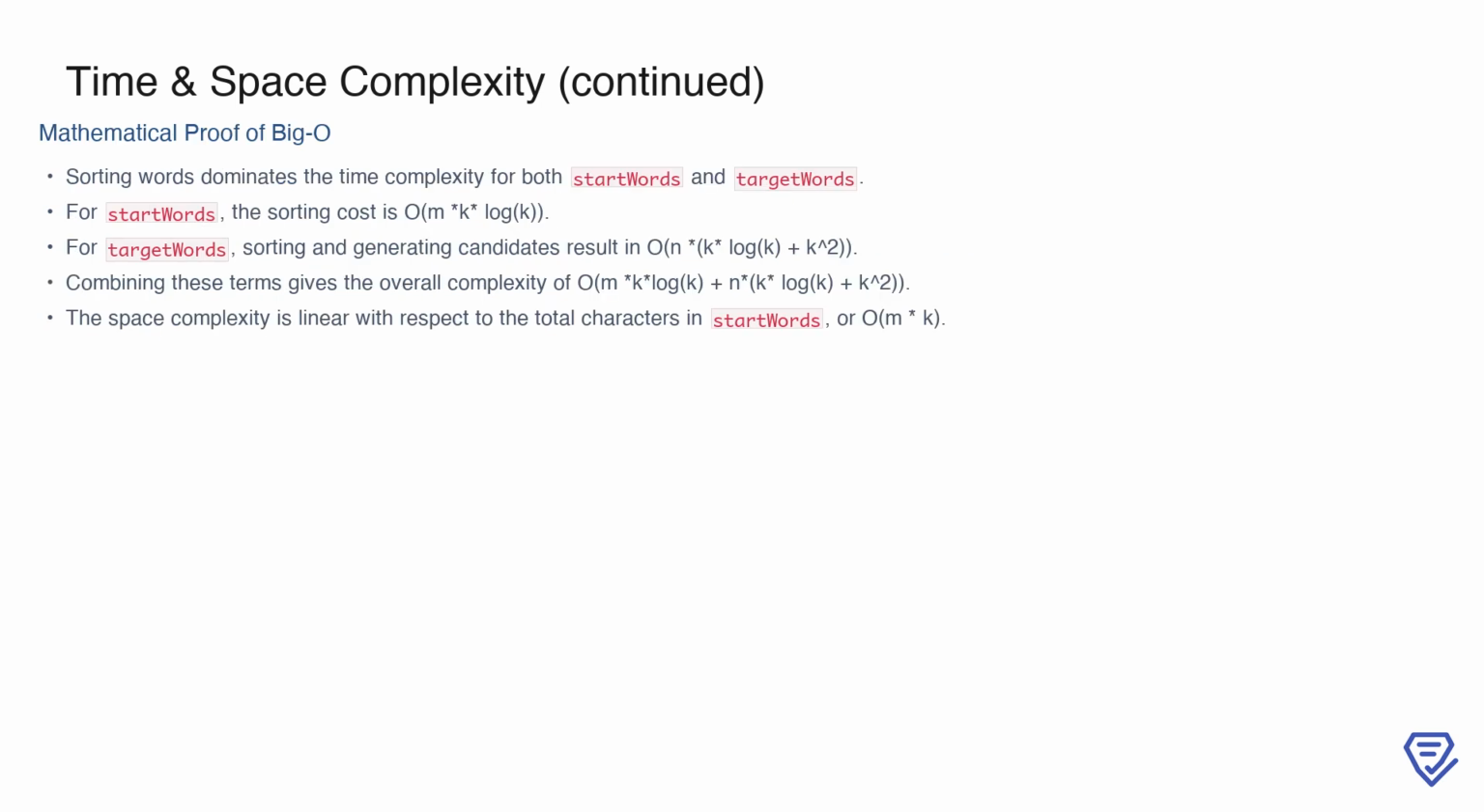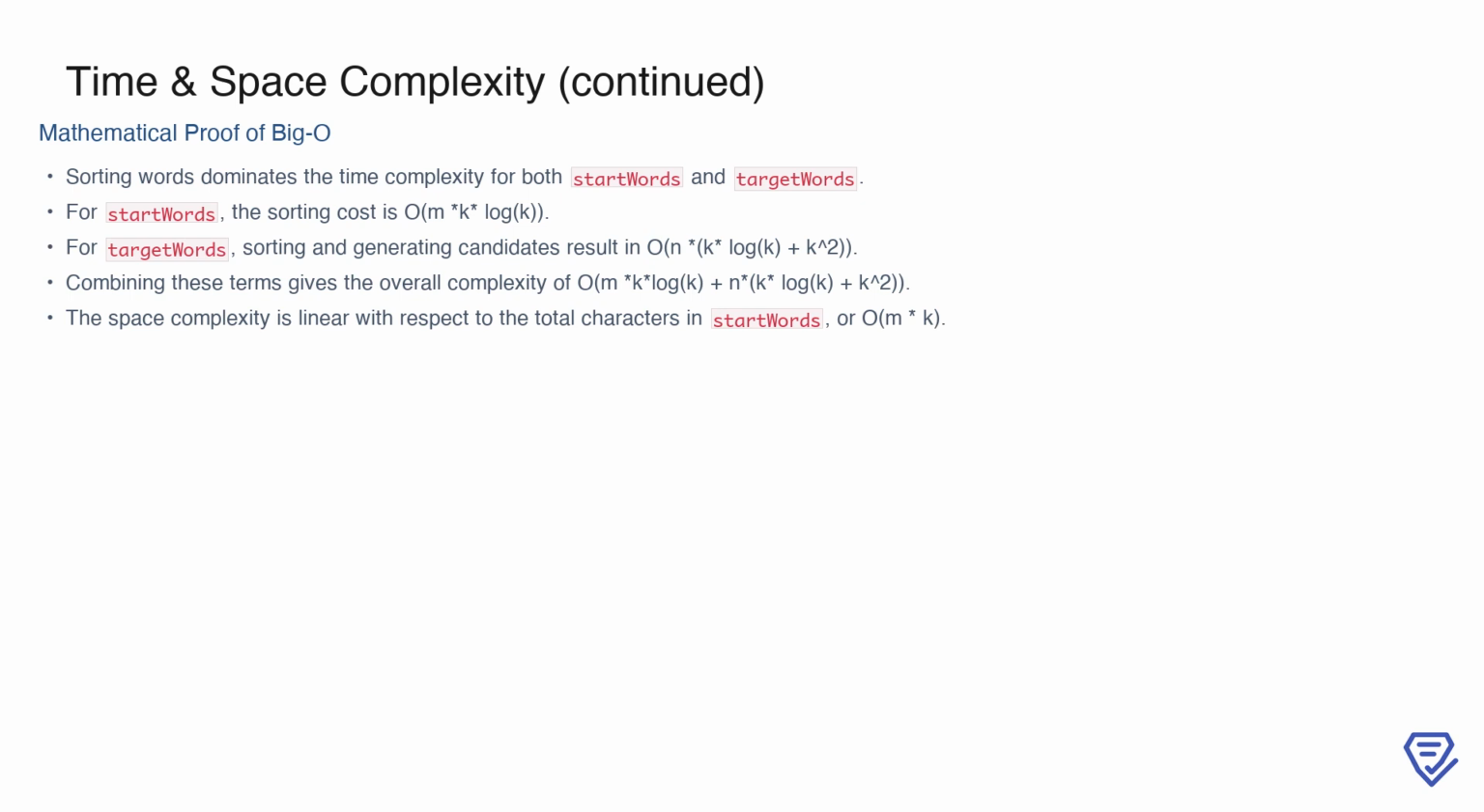Finally, let's solidify our understanding with a mathematical proof of the big O complexity. Sorting words is the dominant operation for both start words and target words. For start words, sorting all words costs O(m*k*log k). For target words, sorting and generating candidates contribute O(n*k*log k plus k squared). Combining these terms leads to the overall time complexity of O(m*k*log k plus n*k*log k plus k squared).